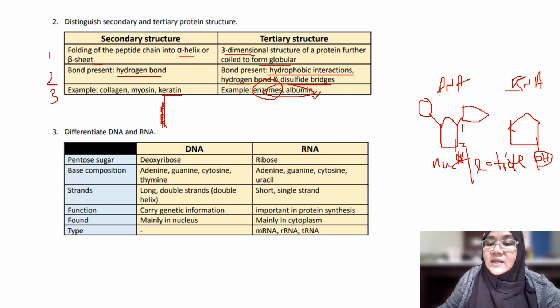However, for DNA, because of the lack of oxygen atom at the ribose sugar, we call the molecule deoxyribose nucleic acid. Okay, so the differentiation between DNA and RNA is, first point, the pentose sugar. The DNA is deoxyribose, lack of oxygen. RNA has oxygen, so we call it ribose.